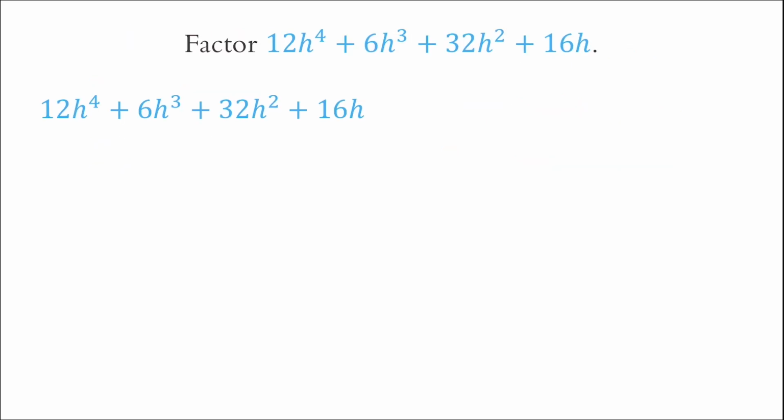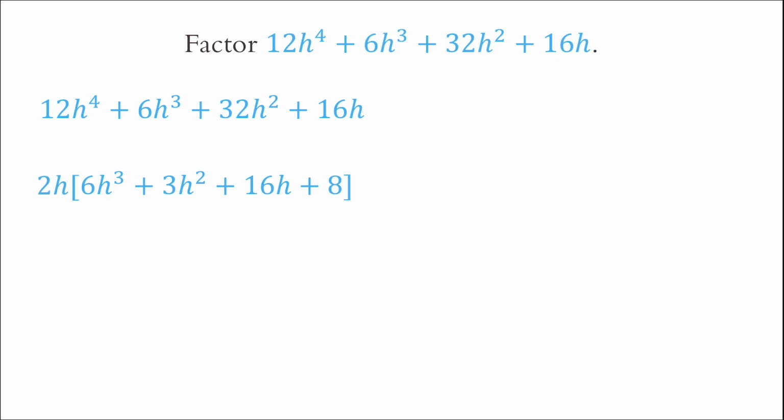Here, we want to factor 12h to the fourth plus 6h cubed plus 32h squared plus 16h. First off, we can see that all of these terms have a common factor of 2h, so let's start by pulling that out. That gives us 2h times 6h cubed plus 3h squared plus 16h plus 8. Now we can just focus on factoring further for what's inside the parentheses, which will make things simpler.